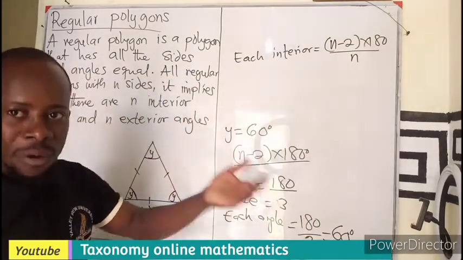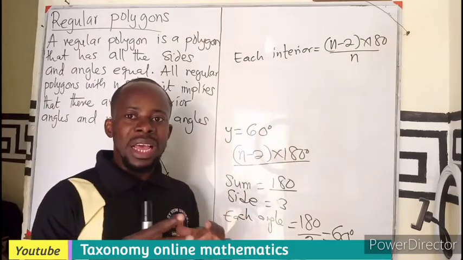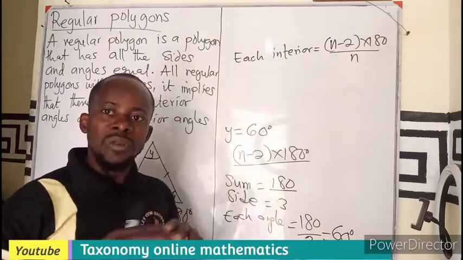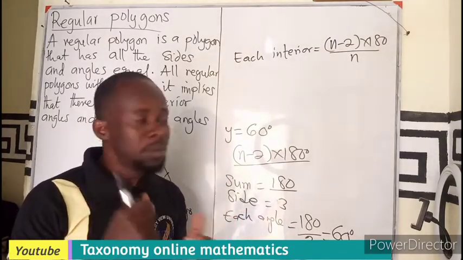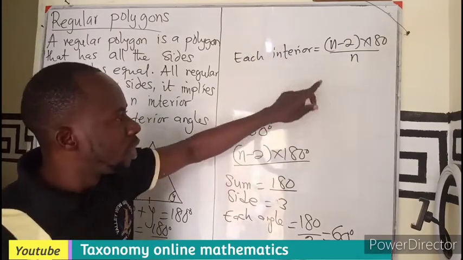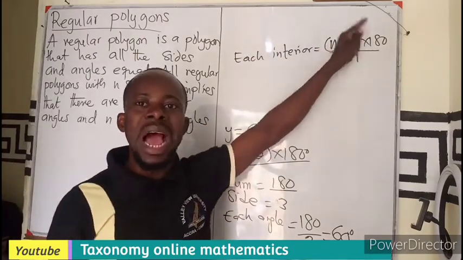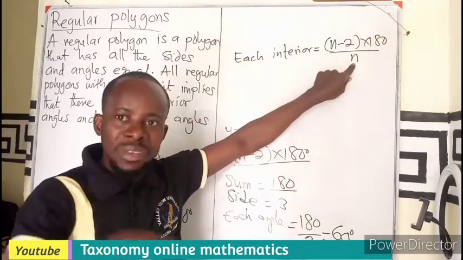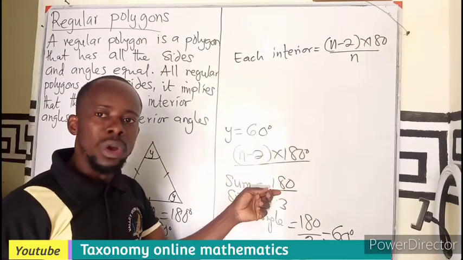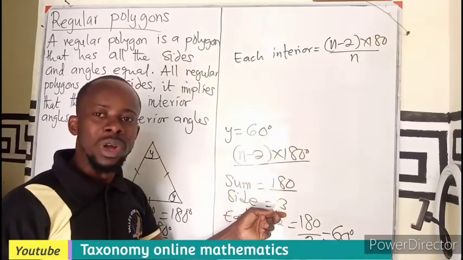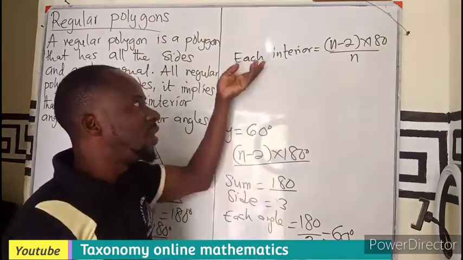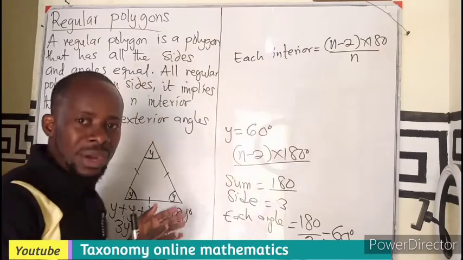So to generate a formula, that is to have a standard way of finding each individual what? Angles of any polygon, regular polygon, is that each individual angle is going to be equal to the sum of the angles divided by number of sides. As we can see from here, the sum of the angles is what? 180. The number of sides is what? 3. If I divide, I get 60. So if I put 3 here, I'll still get the interior angle of a triangle.